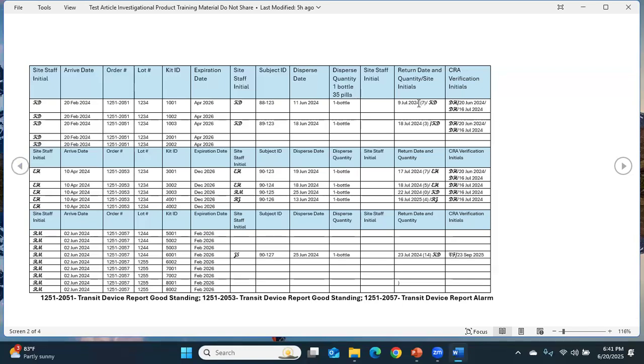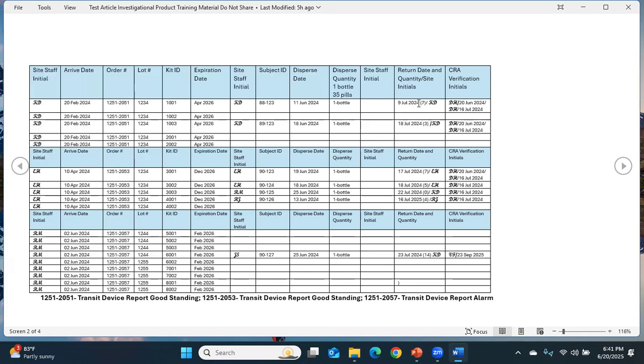Are they compliant? I think the pills they brought... Or are there any issues with their medication? They're 2 pills off. Yes. So we need to find out where those 2 pills are. Did they get lost at the site level or did they get lost at the subject level?